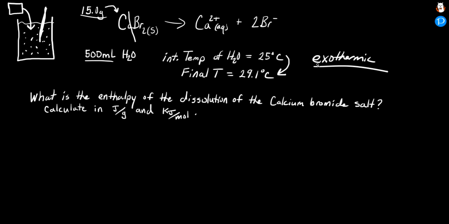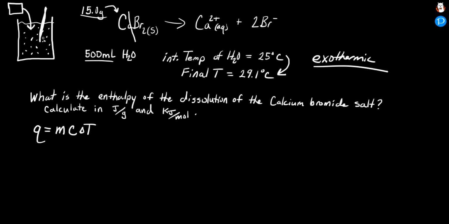So now that we know that it's exothermic, let's see if we can calculate what the enthalpy is going to be. In this case, we've got this equation that we've already learned: Q is equal to the mass times the heat capacity times the change in temperature. Now, let's see what we have in this case. Do we have the mass? Well, we have the mass of the calcium bromide salt.